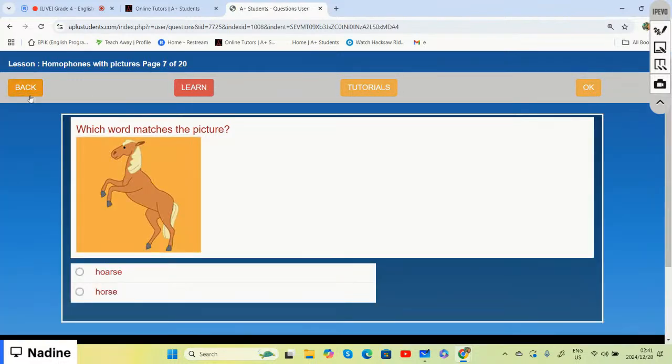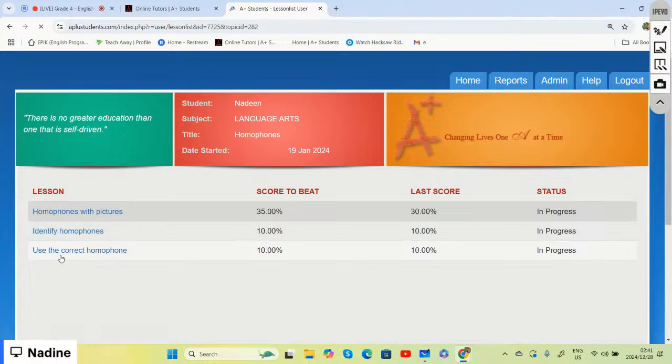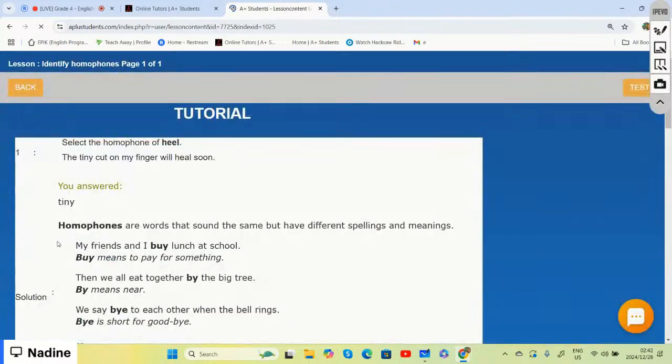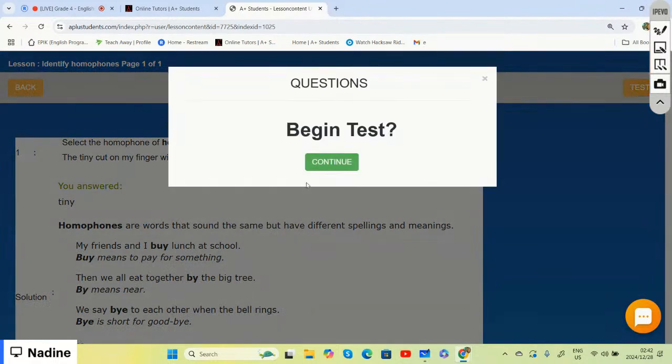All right, so now we're going to identify homophones, right? And we already went over what a homophone is. It is words that sound the same, but they have different spellings as well as different meanings. Let's go to our test.